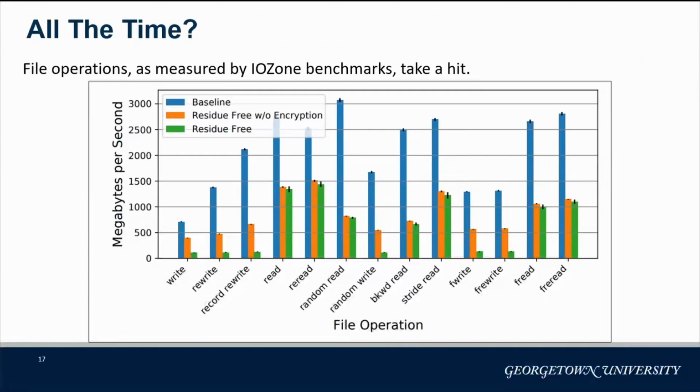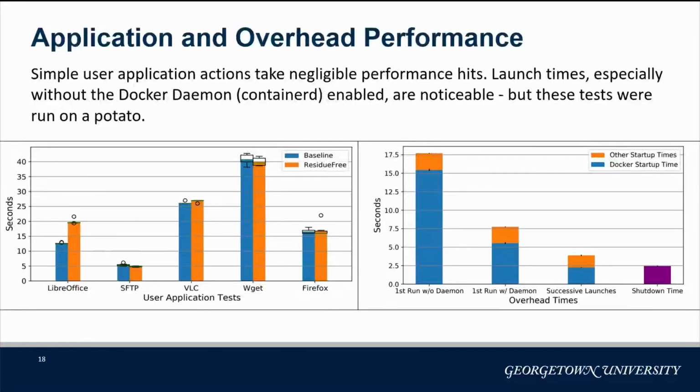While file operations were significantly slower, less than half as fast in Residue Free versus the baseline, we also used some standard user applications, LibreOffice, SF2P, VLC, wget, and Firefox, to measure performance times using pseudo-realistic user behavior, and found that again they were broadly consistent, with a few second delays in more file-intensive operations like converting an OpenOffice document to a PDF using LibreOffice.